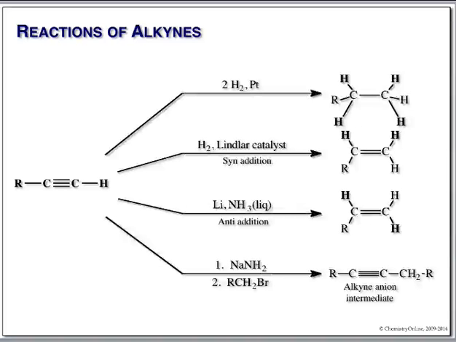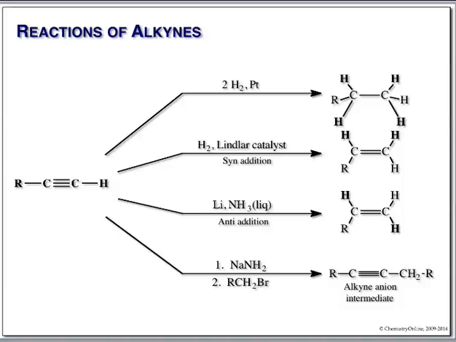Reduction. With an alkyne, you can do reduction 3 ways. Alkenes were boring, they just went to the alkane. Here we could go all the way to the alkane. We can stop halfway to give syn addition. We can stop halfway to give anti addition. So all 3 of these we will talk about.